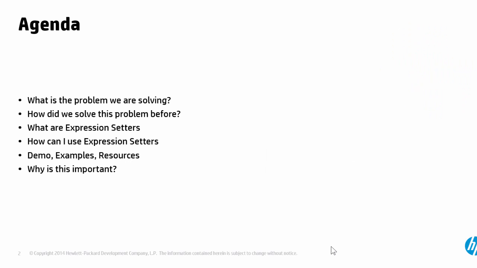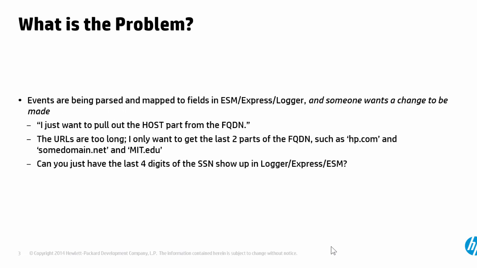So a little bit of an agenda. What's the problem we're actually solving? What do we do? What exactly is an expression setter, and how can I actually use them? I'll give you a bunch of examples. Then we'll go through and do an actual real demonstration of it using some FireEye logs, and then why is it important and how we can get the most value out of it.